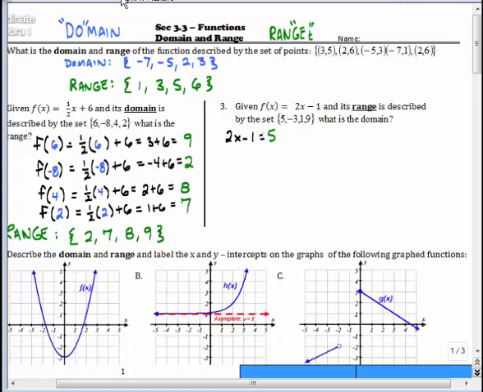So to do that, we just need to do some algebra and solve this. So we'll start by adding 1 to both sides. And so we'll get 2x equals 6. And then we'll divide both sides by the coefficient 2. So one element of the domain is x equals 3.